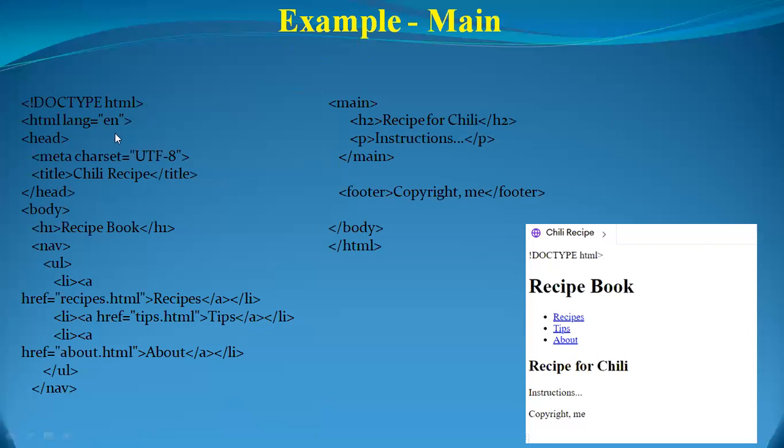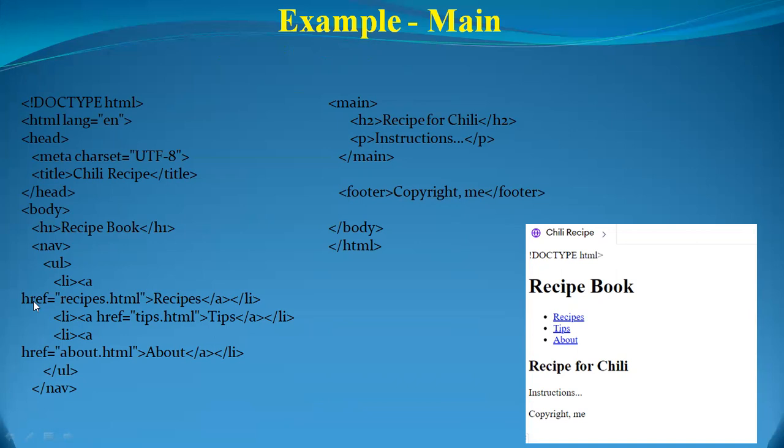HTML is HTML version 5. The HTML language is English. The head tag has the meta tag, charset UTF-8. Under the title tag, Chili Recipe is there. The head tag should be closed. Then the body tag should be opened. Under the body tag, the H1 tag should be there: Recipe Book. The H1 tag should be closed. And the nav navigation tag should be there. Under that, an unordered list, and under it the list item tag should be there.